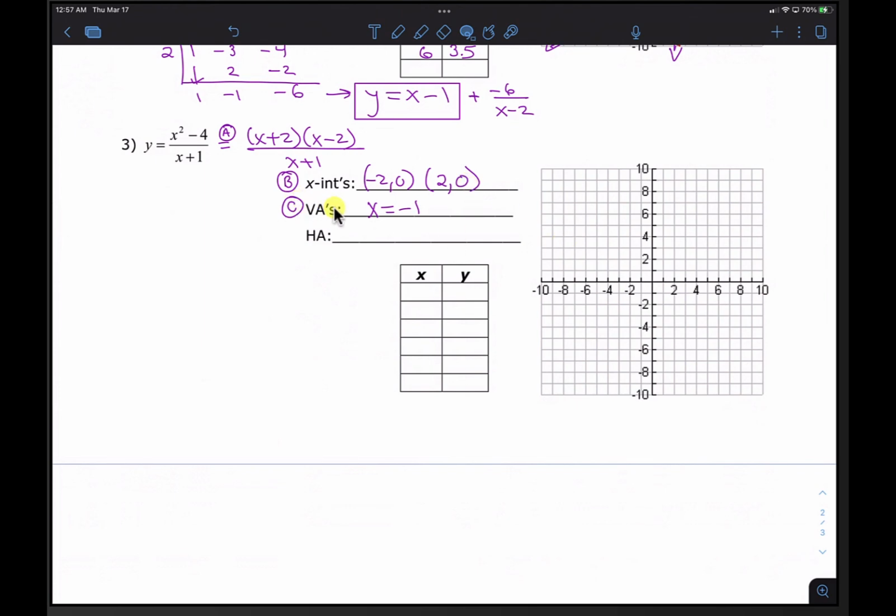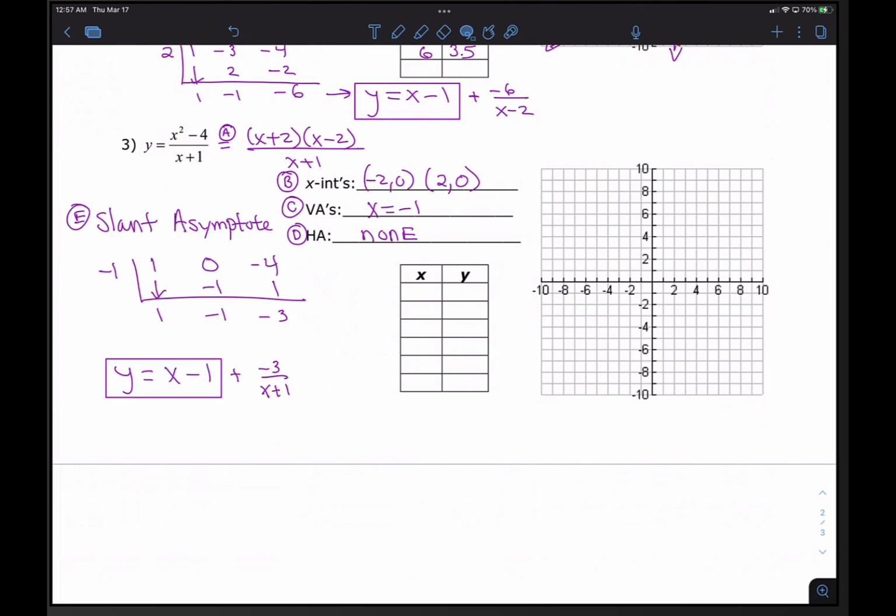In step C, we find the vertical asymptote by setting the denominator of x plus 1 equal to 0. So if x plus 1 is 0, we get x is equal to -1. So we have a vertical asymptote at -1. The horizontal asymptote, there's none, and that has to do with the degree of the numerator being greater than the degree of the denominator. So maybe there is a slant asymptote.